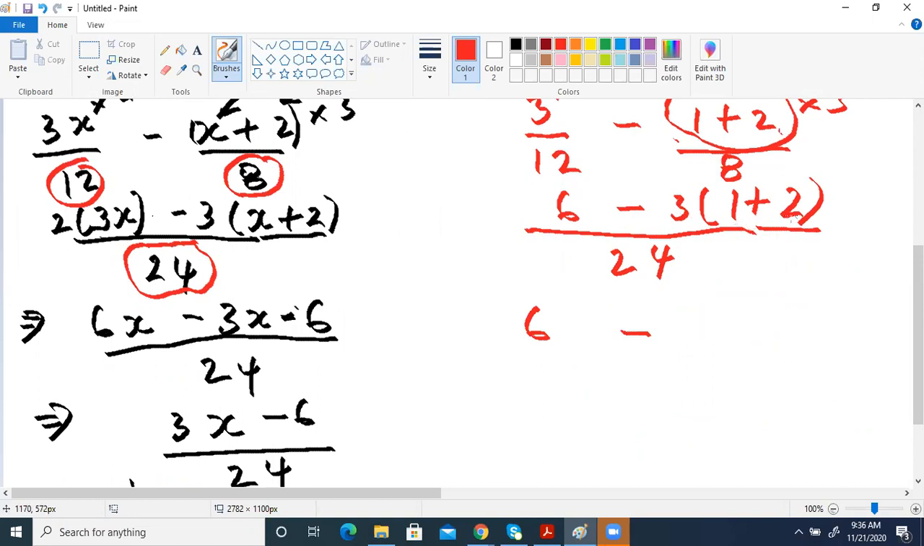So we do add these. I'm not going to add them. I'm going to just distribute the 3. So I have 3, and then I have 3 times 2. So this is negative 3, so this will become negative 6 all over 24. Now you see where the thing is matching up.